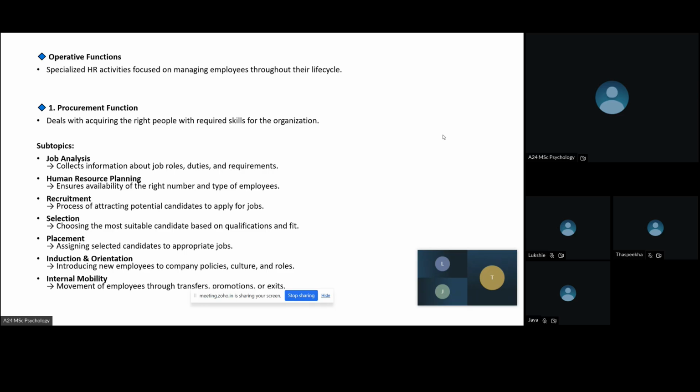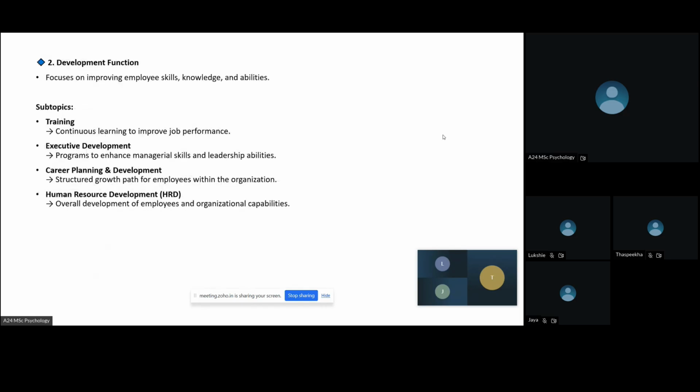Then the next operative function is the development function, which focuses on the improvement of employees, making sure the employees are building their skills and abilities and working towards upskilling themselves. So the first topic that comes under the development function is training. We have to make sure that they are continuously learning on the job. That is training. We have to give knowledge transfers, as I was saying, and make sure they have all the potential resources required for them to do the job correctly.